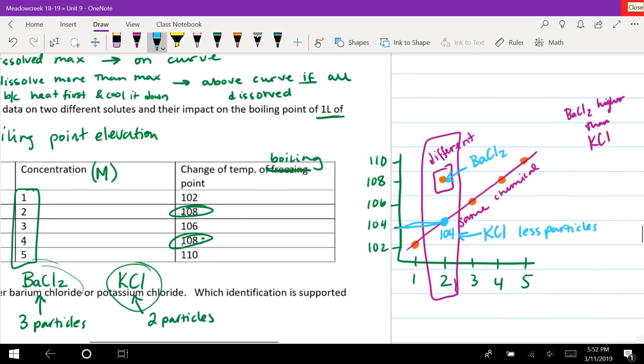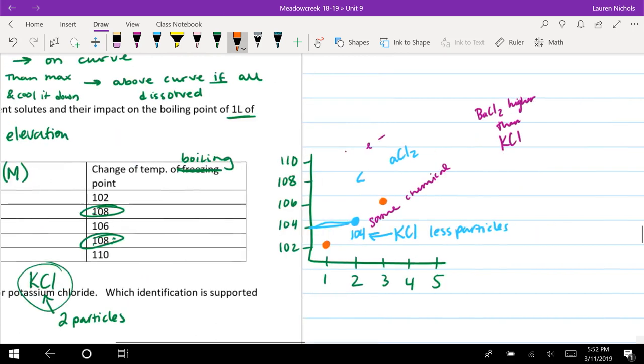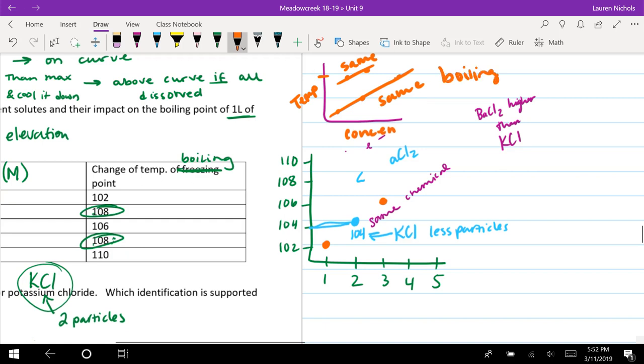And so you could also say, okay, what if I don't have just one thing that's an outlier? What if you had two? I'm just going to draw a new graph. Let's say I've got the graph, and I have some dots that look like that, and then two that are like that. These are all the same, and these two are the same. In general, if our concentration is over here and our temperature is over here, and these are boiling, the one that's higher is going to have more particles, and this one is going to have fewer particles.